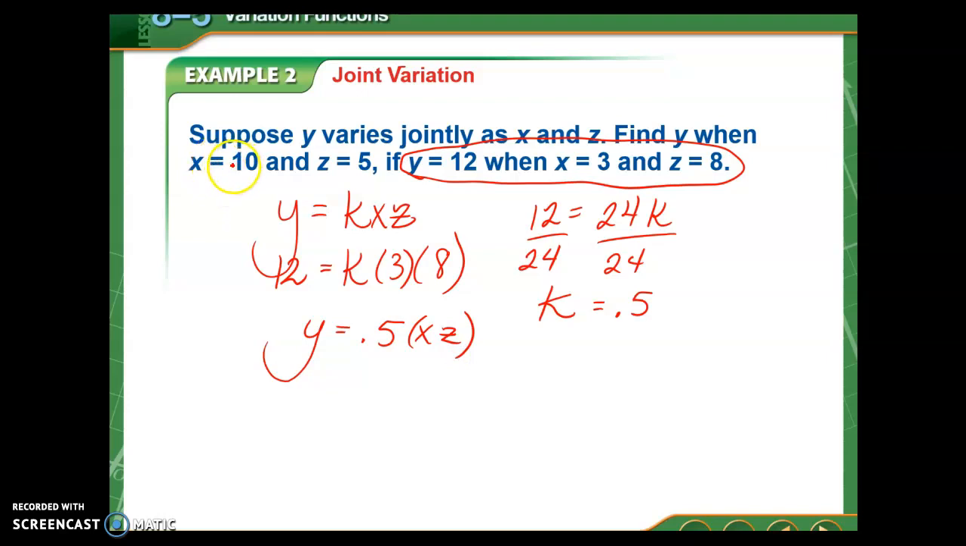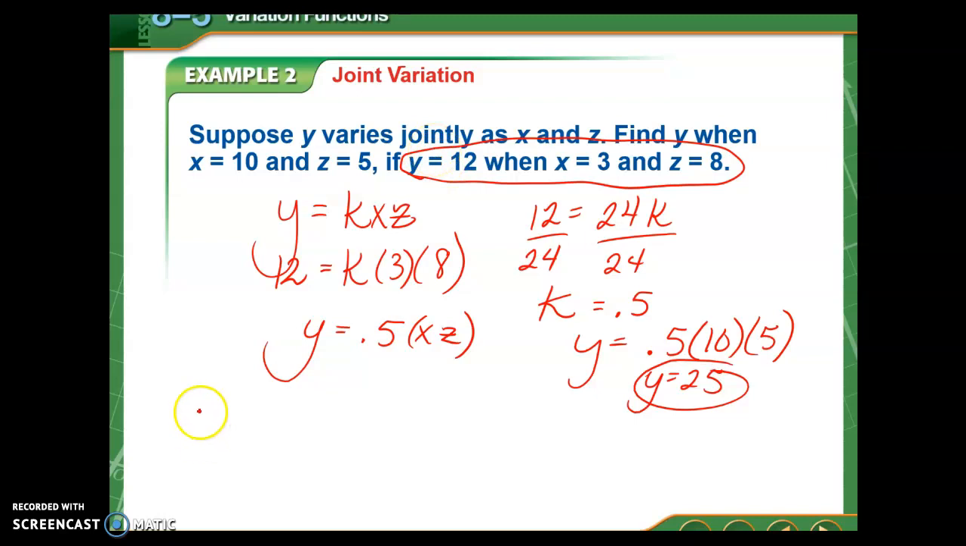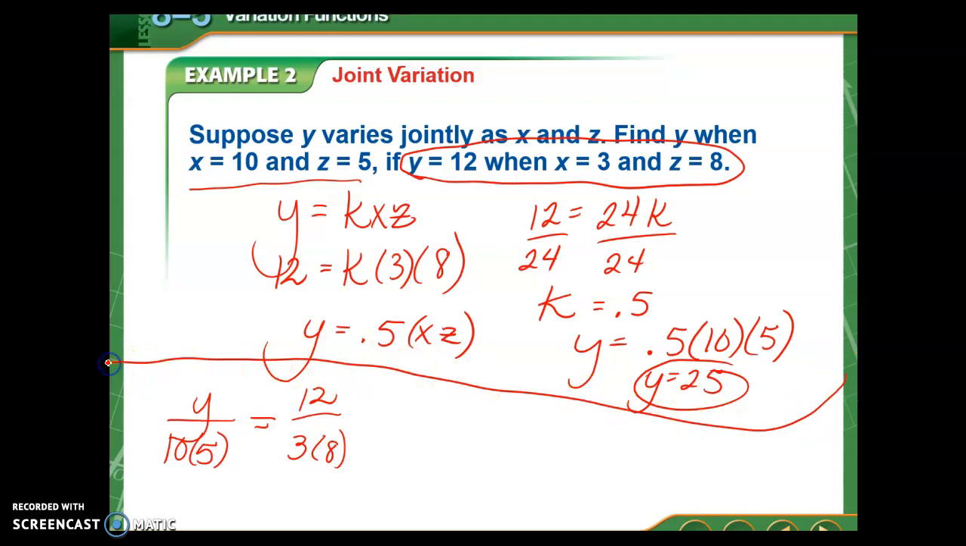So I'm going to plug 10 and 5 in there. y equals 0.5 times 10 times 5, which should give me 25. But again, since it's direct and joint, I could look at it as y over 10 times 5, because these are both directly related, they're just separate, will equal 12 over 3 times 8. Again, different method, your choice.